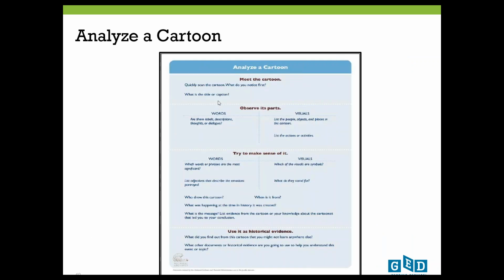From there, students can move into this one, which is a little bit more complex. It's not quite going through individual pieces as much. They're looking at words versus visuals. What do those visuals stand for? What was happening at the time it was created, and what's the message? Also, it's an opportunity for students to ask, what's the evidence from your cartoon that led to your conclusion? Remember back early on, we talked about the fact students need to be able to draw conclusions and make inferences. So this graphic organizer allows students to be able to do that.